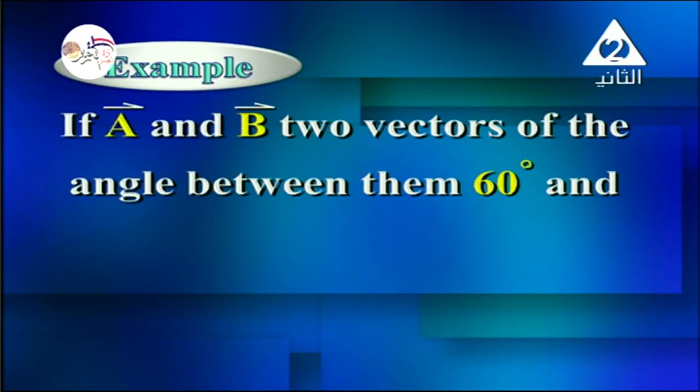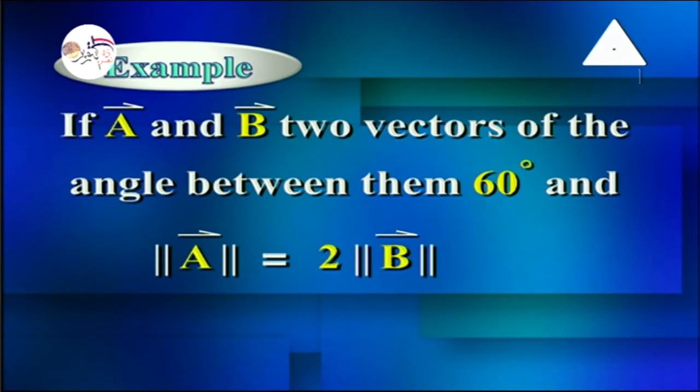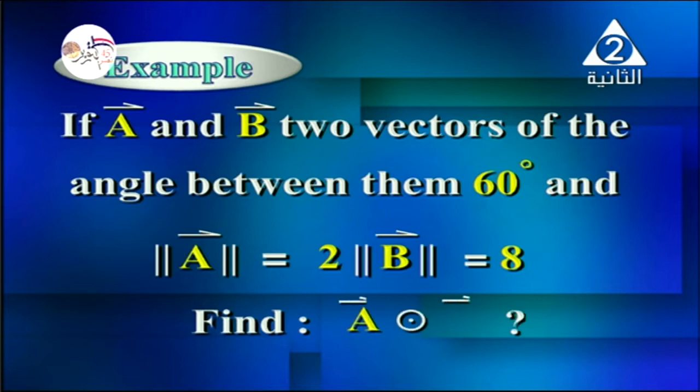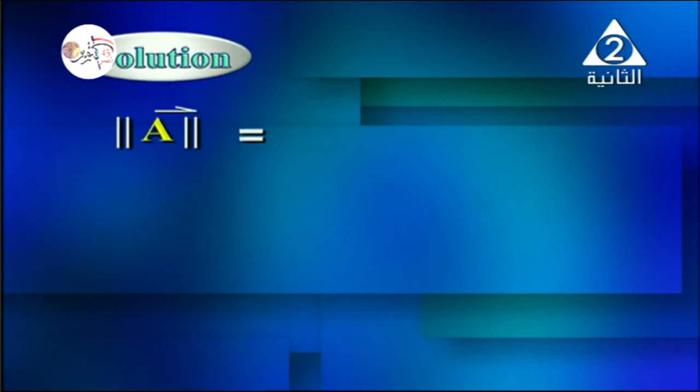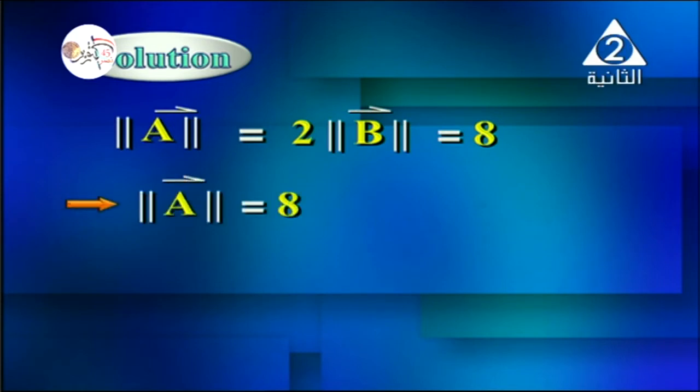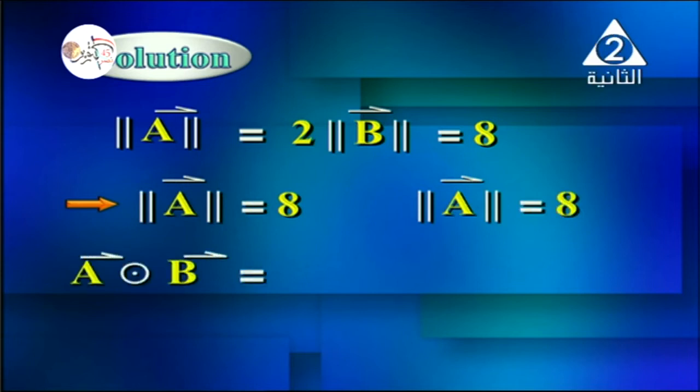Example: if we have A vector and B vector, two vectors with an angle of 60 degrees between them, and the norm of A equals 8, the norm of B equals 4. Find A vector dot B vector, or A vector scalar product B vector. Solution: from the given, norm A vector equals 8, and norm B vector equals 4.